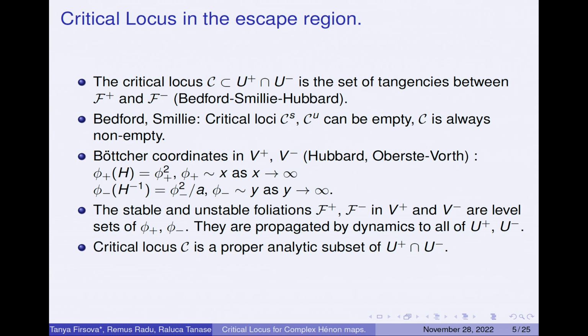So these stable and unstable foliations in V+ are level sets of V- and V+. And you can propagate it by dynamics to all of U+ and U-. And these leaves of foliations, Hubbard and Oberste-Vorth first showed that the leaves of the foliation are copies of C. And the critical locus is tangencies between these two foliations, so it's a proper analytic subset of U+ and U-.